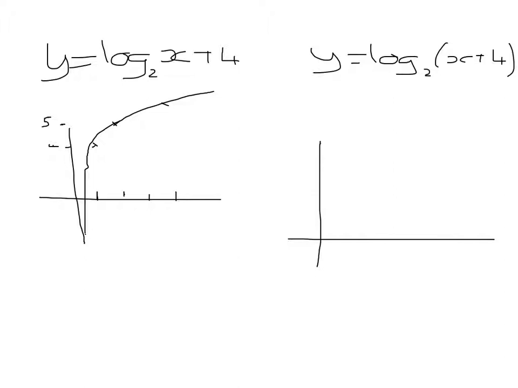The next graph I want to look at is this one. Now you can see here that the plus 4 is now in the brackets with the x. So this is our horizontal translation, and because it's x plus 4 all in brackets, it means it's moving left by 4. First thing I like to do is see whether it has an effect on the asymptote, and in this case it does, because the asymptote would normally be x equals 0, and it's now going to be x equals negative 4.